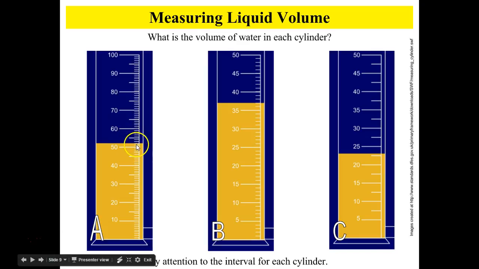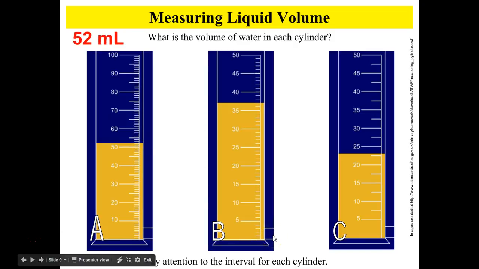Then we go up to where our reading is. For these examples, I did not give you a meniscus to read at, so it just goes straight across. But in the real world, you would see liquids with a meniscus. So it appears here that our reading is 2 lines above the 50, making that 52 milliliters.